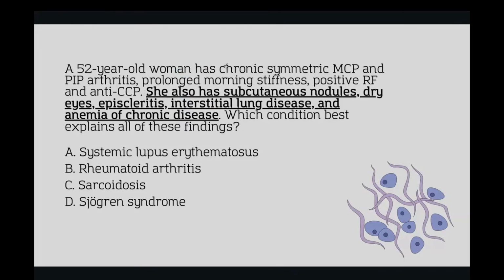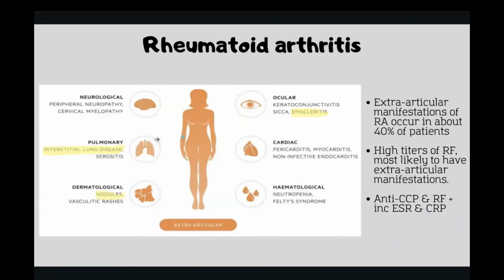So a 52-year-old woman has chronic symmetric MCP and PIP arthritis, prolonged morning stiffness, and positive RF and anti-CCP. So this shows what? Rheumatoid arthritis, right? Now, what are the systemic manifestations? She also has subcutaneous nodules, dry eyes, episcleritis, interstitial lung disease, and anemia of chronic disease. Which condition best explains all of these findings? Again, as we said, rheumatoid arthritis.